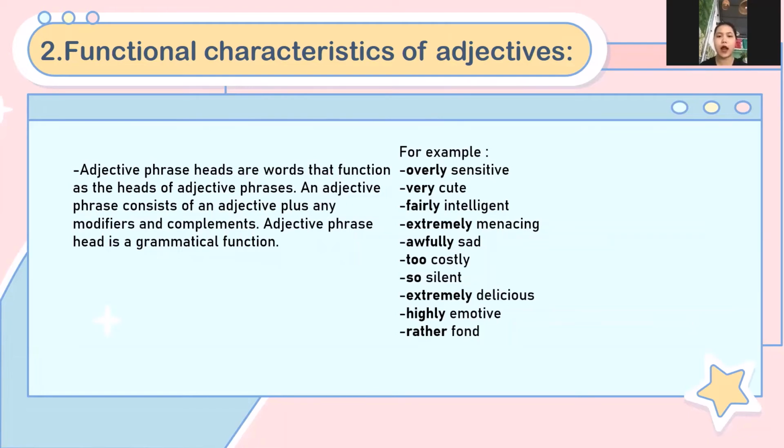An adjective phrase has a word that functions as the head of the adjective phrase. An adjective phrase consists of an adjective plus any modifier and complement. An adjective phrase has a grammatical function. For example: overly sensitive, very cute, very intelligent, extremely menacing, awfully sad, too costly, so silent, extremely delicious, highly emotive, rather fun.